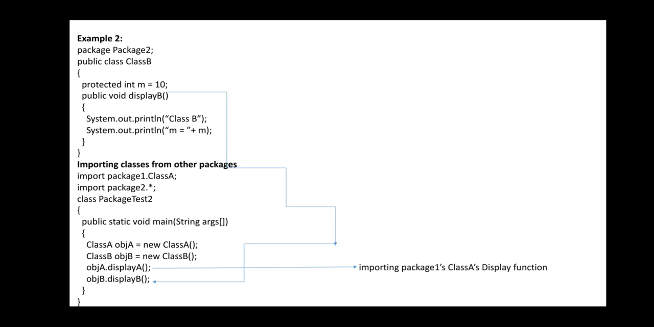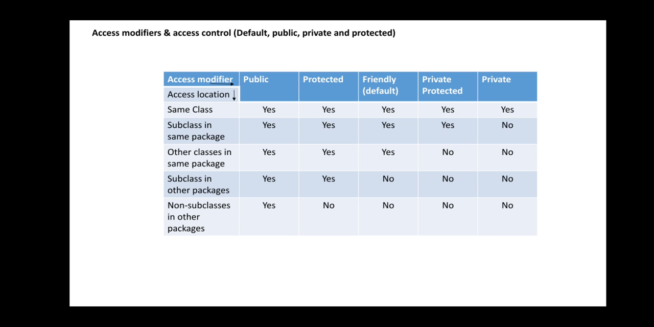Same thing, we're going to have a simple example. You just check out that example. Then this is how you're going to use the access modifiers within a program.